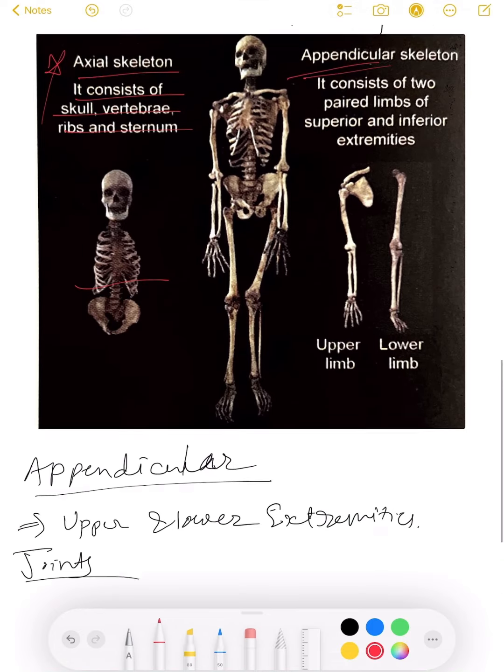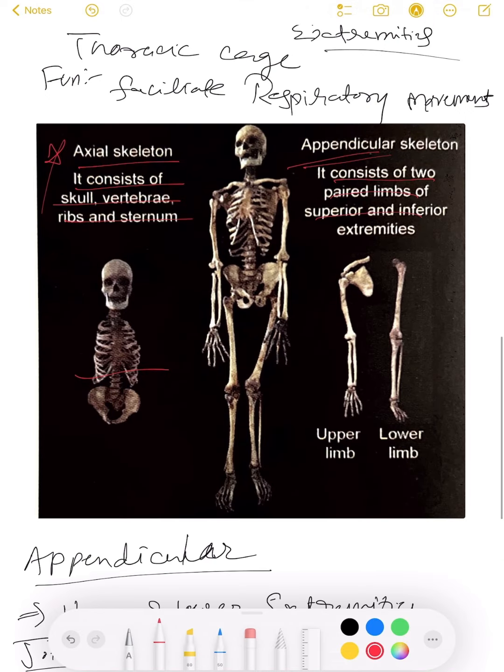Now you can see it consists of two pairs of limbs, superior and inferior, and it has how many bones? 126 bones. And axial skeleton has how many bones? 80 bones.